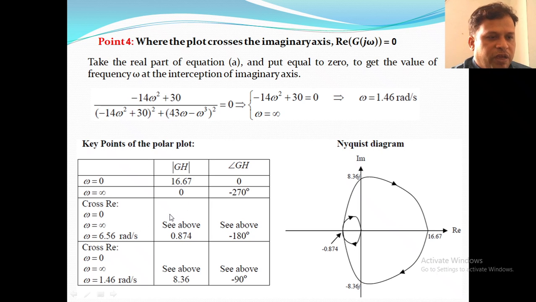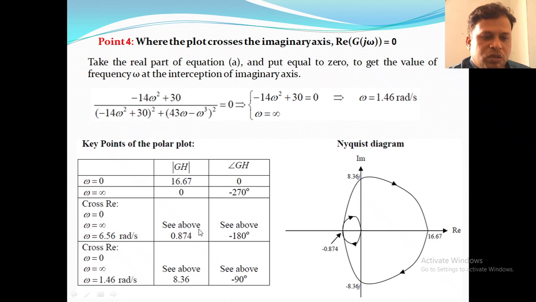Now we got 0.874 for substituting 6.56 radians per second, and we got 8.3 for substituting 1.46 radians per second. And also the angle is minus 180 degrees. If you calculate the angle by using the formula of tan inverse, we got minus 180, and here the angle is minus 90 degrees. Now we plot the Nyquist diagram on the real and imaginary axis by using this formula from omega equal to 0 to omega equal to infinity via 6.56 radians per second.